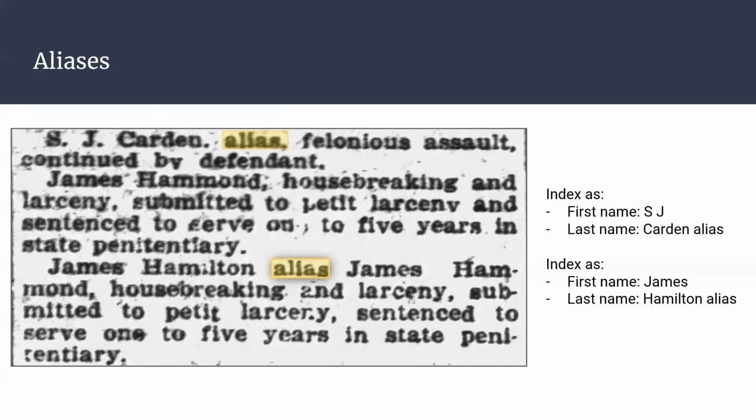Well, S.J. Cardin would be S.J. in the first name. Last name would be Cardin, and add the word alias. To index James Hammond, we would put James as his first name, and the last name would be Hamilton, followed by the word alias, because it is the Hammond that is the alias in this case. His name is James Hamilton, but he also goes by the name James Hammond. It's that last name that is the alias. So we just ask you to enter the word alias after the part of the name that is the alias.